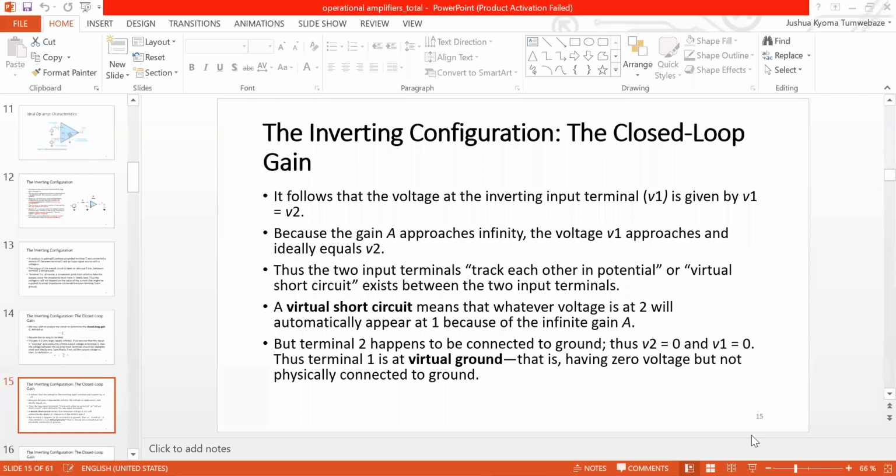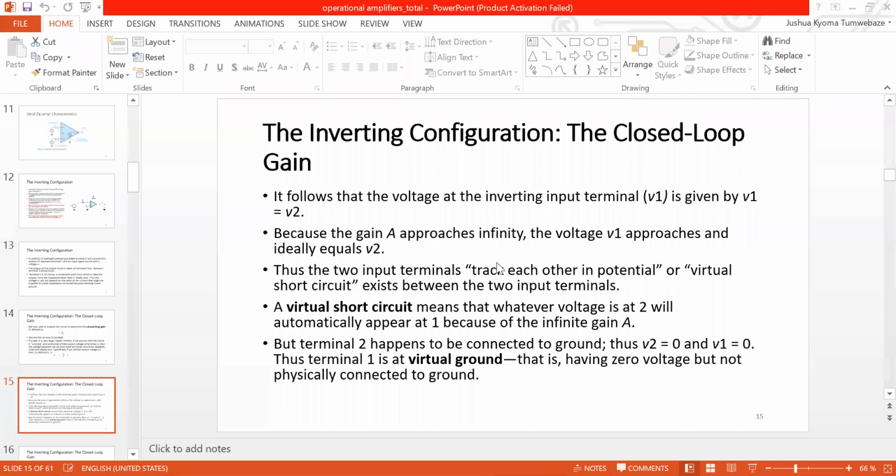Okay, so we're talking about the virtual short circuit, and we're saying that a virtual short circuit appears between terminals 1 and 2. So the voltage at one terminal will determine the voltage at the other terminal. That comes from the characteristics of the op amp, not the external circuit which we have applied.